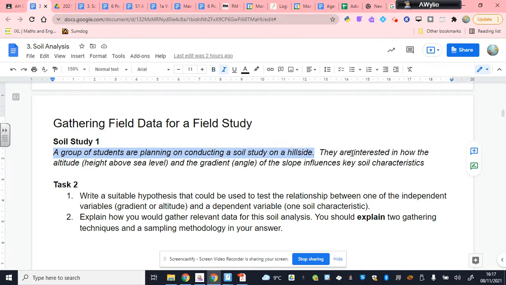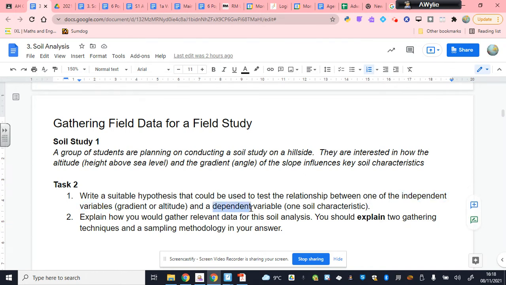The actual context of the question is that a group of students are planning on conducting a soil study on a hillside. They are interested in how the altitude, that's the height above sea level, and the gradient, which is the angle of the slope, influence key soil characteristics. Question 1 says write a suitable hypothesis that could be used to test the relationship between one of the independent variables and a dependent variable.